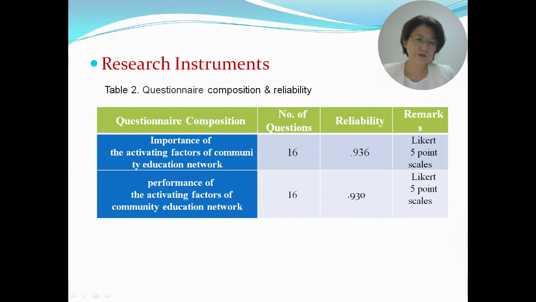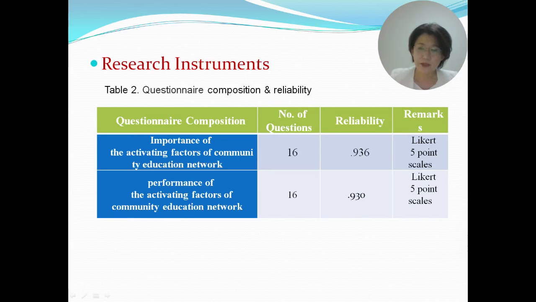And the questionnaire was made by reference to educational network research, activating factors of community-connected education, parent participation research, obstacles and influencing factors in an activation plan of community network, school community and social capital, etc. The questionnaire was composed of the perception of the importance and performance of activating factors of a community education network.